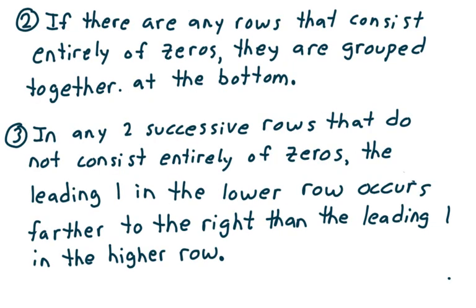Number two, if there are any rows that consist entirely of zeros, they are grouped together at the bottom. Number three, in any two successive rows that do not consist entirely of zeros, the leading one in the lower row occurs farther to the right than the leading one in the higher row. Now let's take a look at some examples.